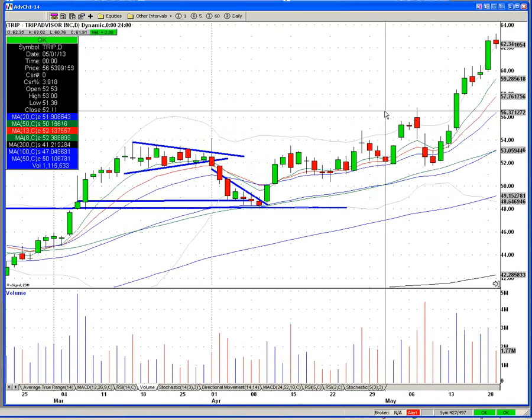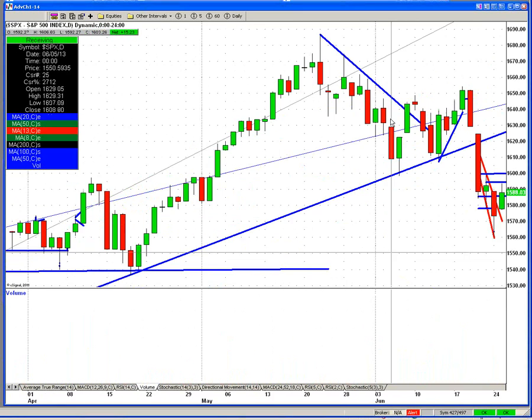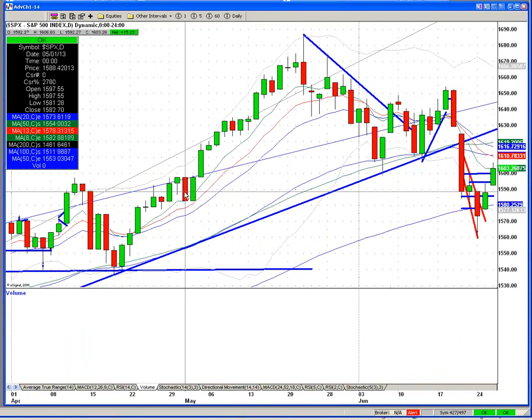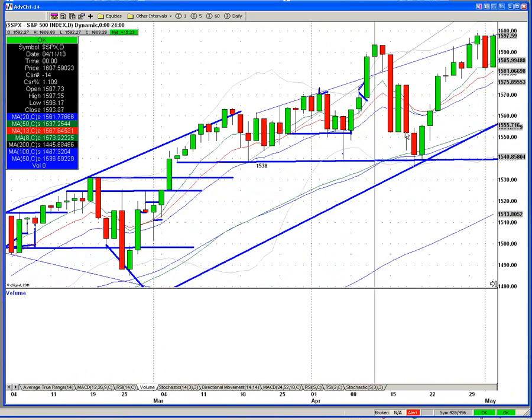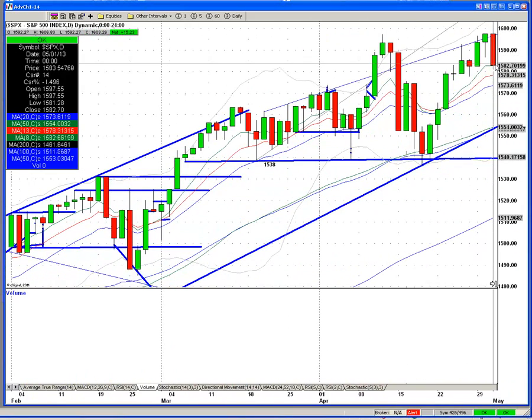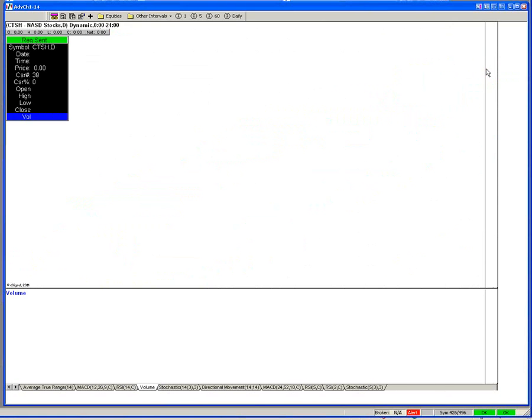On the pullback shorts, also on May 1st. Again, we're looking at a market that pulled back here. So say you were bearish on this day, after May 1st, you start looking at some of the pullback short candidates.